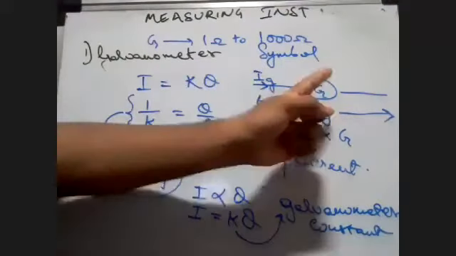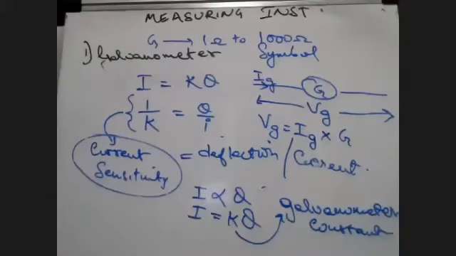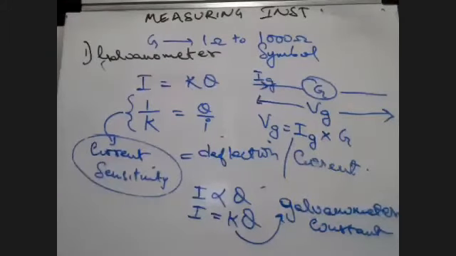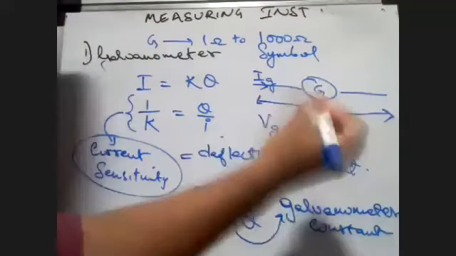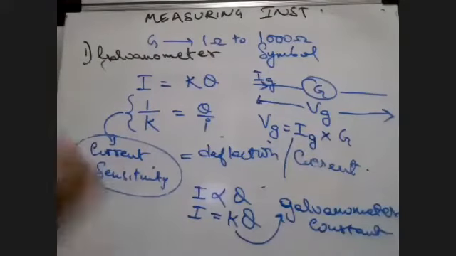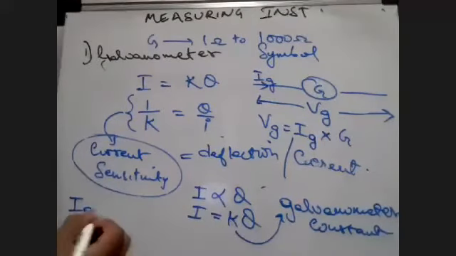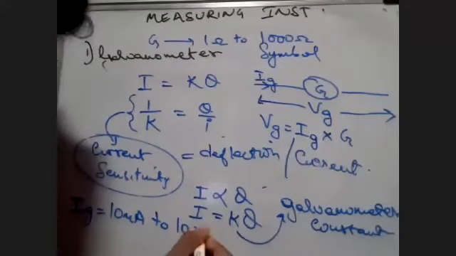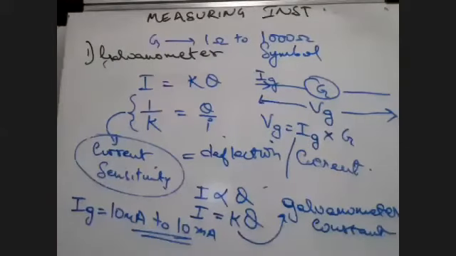See, a galvanometer is a very sensitive element. It cannot take heavy current. It cannot measure heavy current. That is the reason I told you the word small current is important here. In the case of a galvanometer, the current Ig is of the order of 10 microamperes to 10 milliamperes. It cannot even measure 1 ampere. So these are some of the properties of a galvanometer.